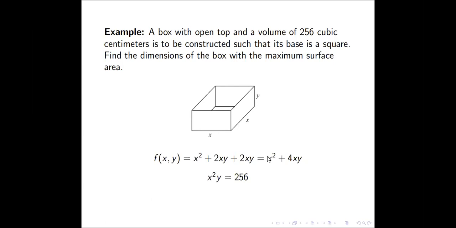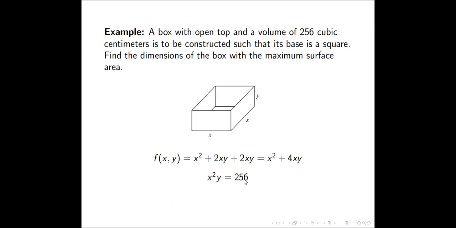Now, what's the constraint? How do we get it? From the fact that the volume is 256 cubic centimeters. Now, what's the volume of a box? Length times width times height, x, y, z. Or rather here, x times y. So x squared y. And we set that equal to 256, the given.